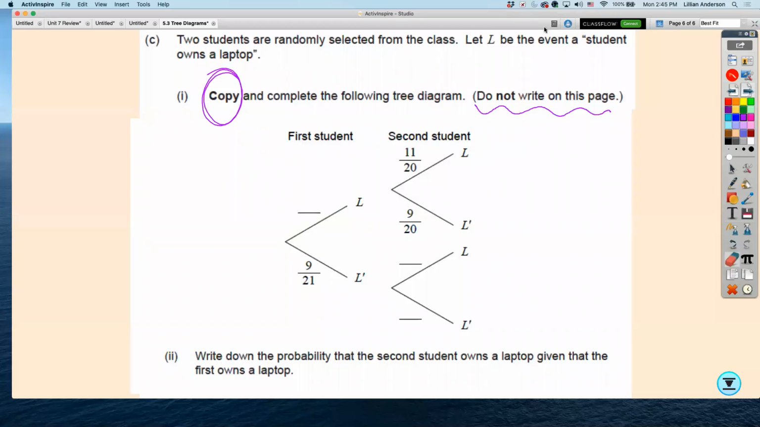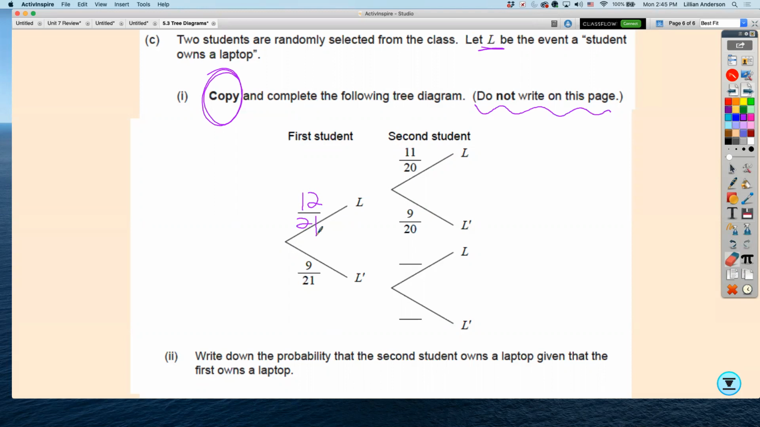Two students are randomly selected from the class. Let L be the event the student owns a laptop. It's very important that you know what each of those letters are because sometimes they won't write it out all the way. So L means own a laptop, which means L apostrophe means what? Complement. Doesn't own a laptop. So what's going to be the top branch probability? 12 over 21. Very good, because it has to add up to equal 1.